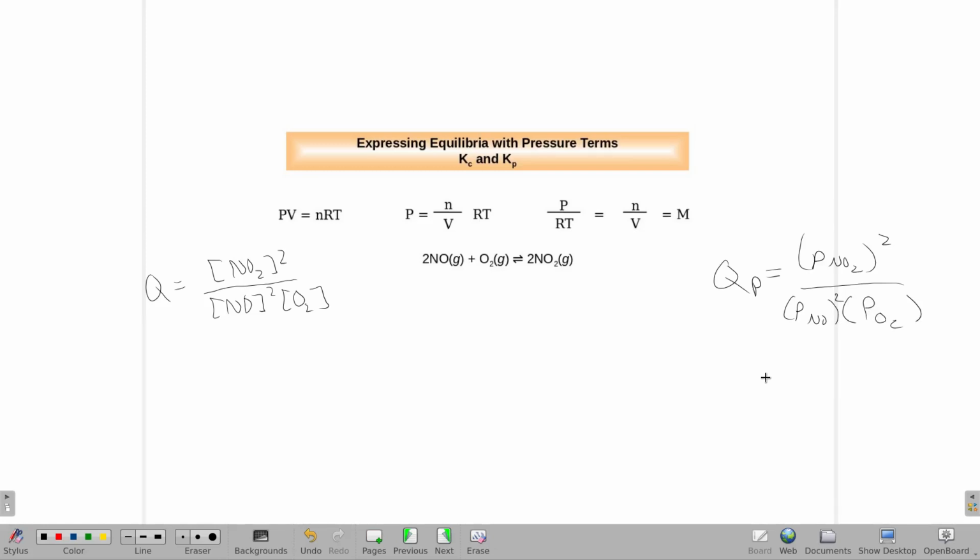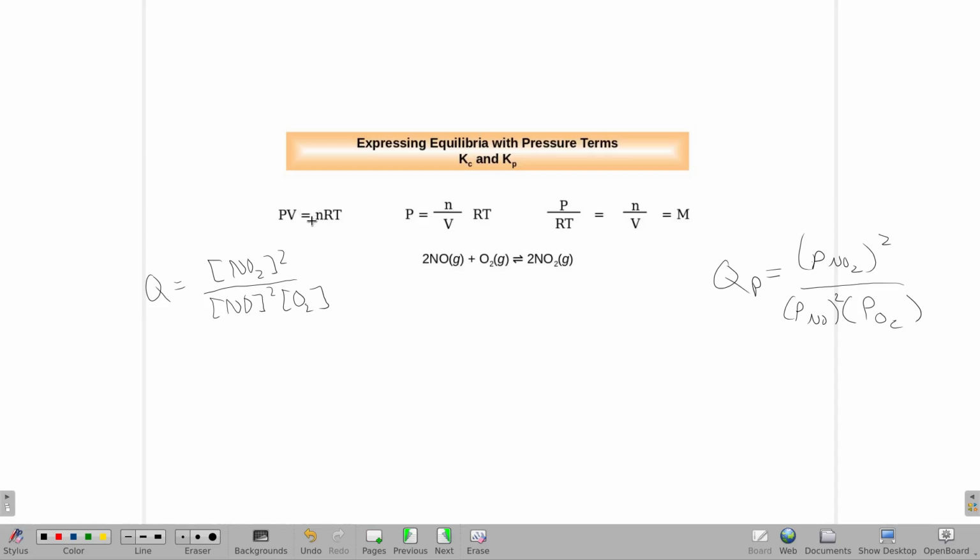But the units would technically be different. So concentrations are always molarity. Pressures could be atmospheres or torrs or just pressure units. So the Q's would not be mathematically equivalent. Fortunately, they're convertible. And that's what they're looking at here.